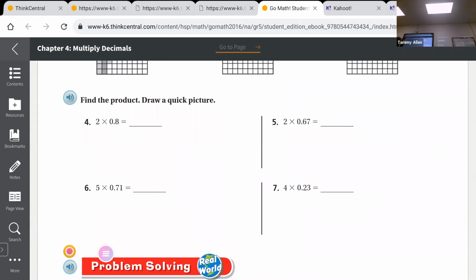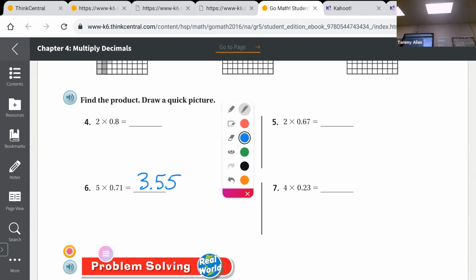So number 6, 5 groups of 71 hundredths. You can use several of your 10 by 10 grids up, right? Okay. What'd you come up with? 3 and 55 hundredths. Okay. I came up with 3 and 41. Should be 3 and 55 hundredths. When you do several of them like that, it's kind of easy to get off count.